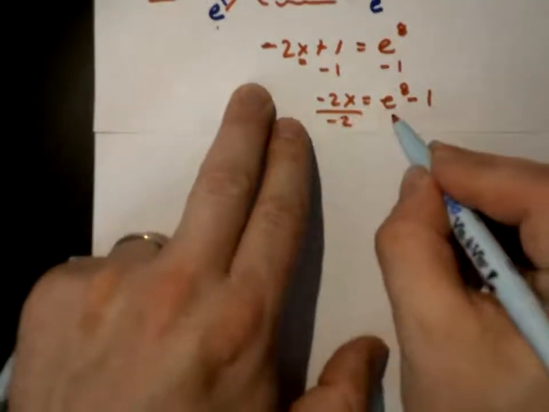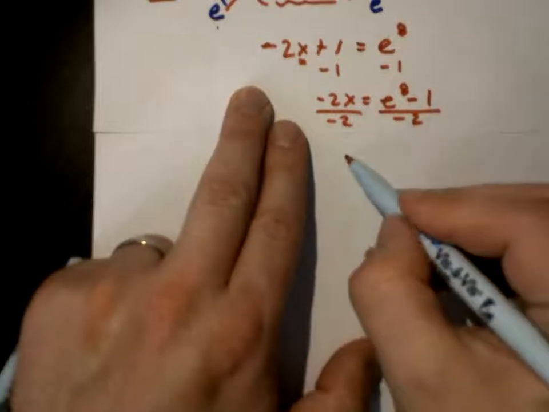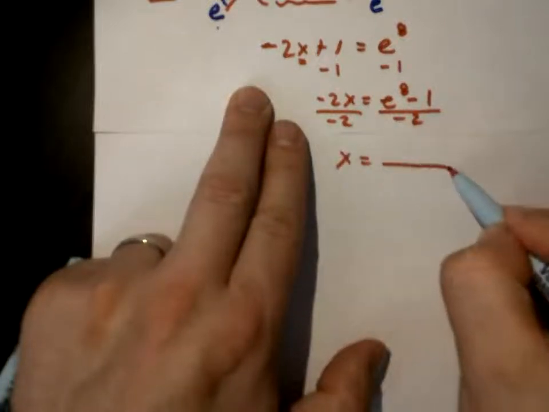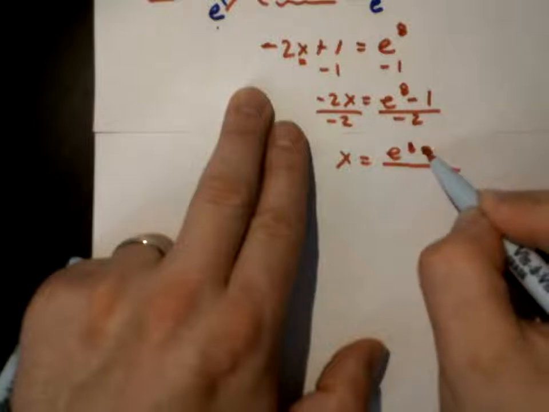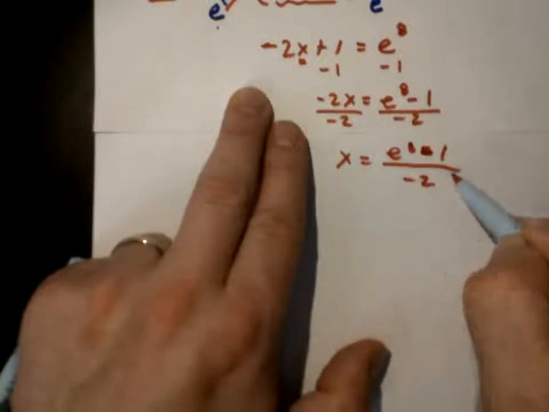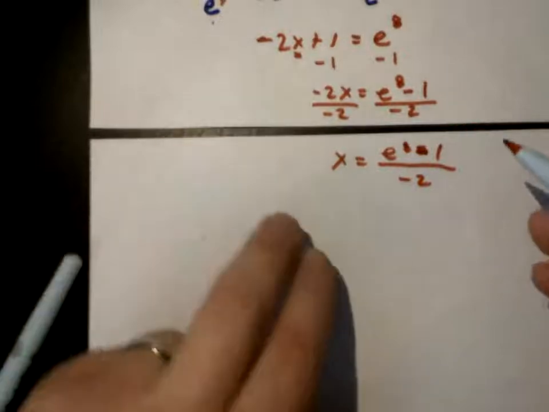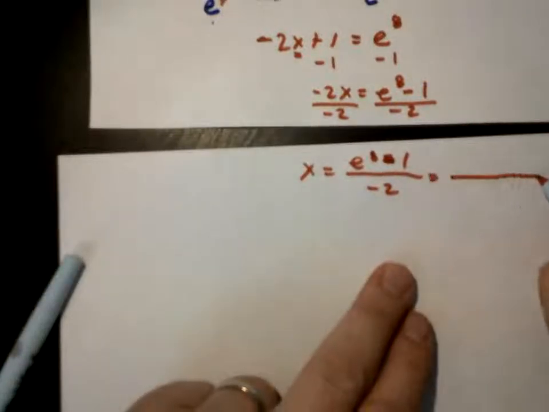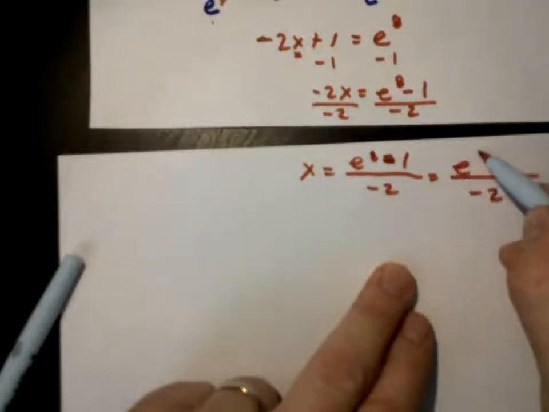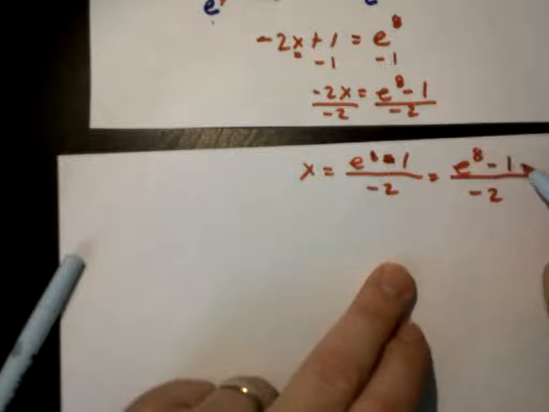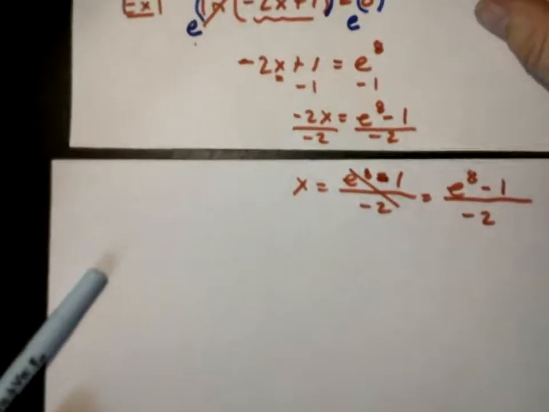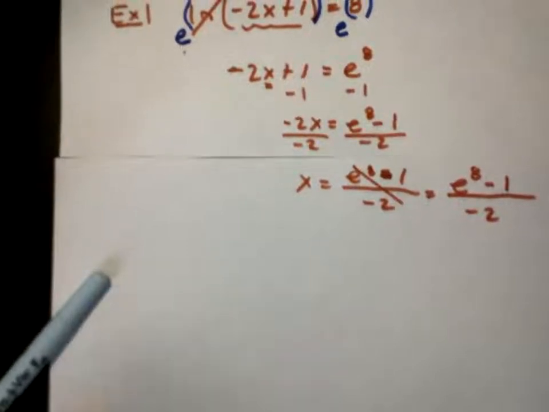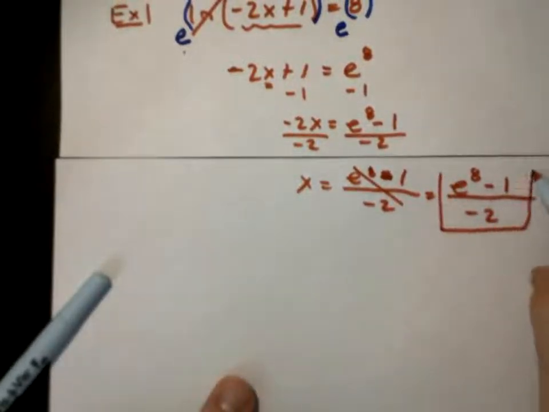You're going to divide by -2, divide by -2, the whole thing. You have x equals e to the 8 minus 1, over -2. And let me write this a little bit better. So e to the 8 minus 1. Okay. So from that, I'm going to leave it like this.